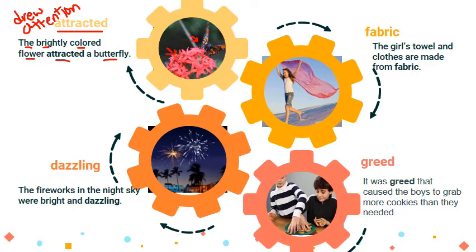Second word, I have the word dazzling. When something is dazzling, it means it's so bright that it is almost blinding. Okay, something dazzling means so bright. For example, the fireworks in the night sky were bright and dazzling. So they gave you the meaning of dazzling in the sample sentence. Number 3, I have the word fabric.